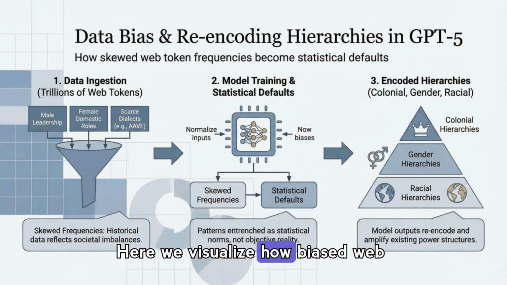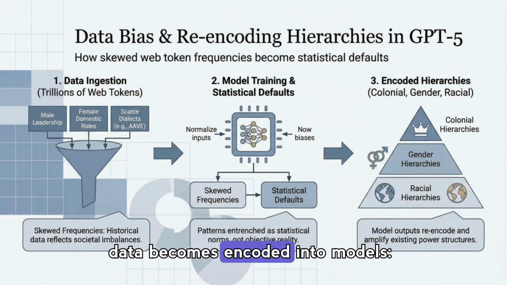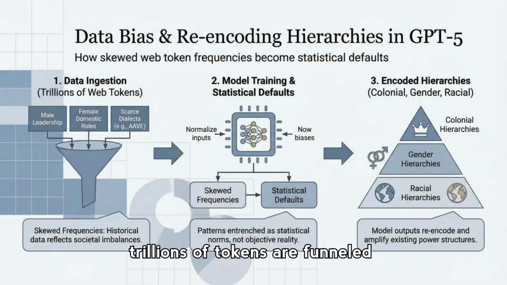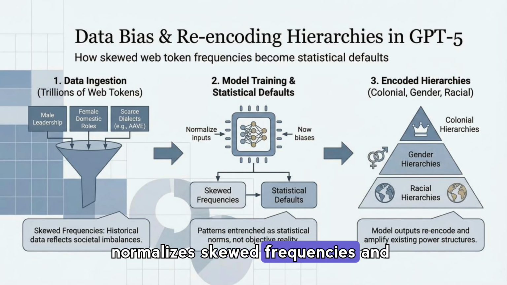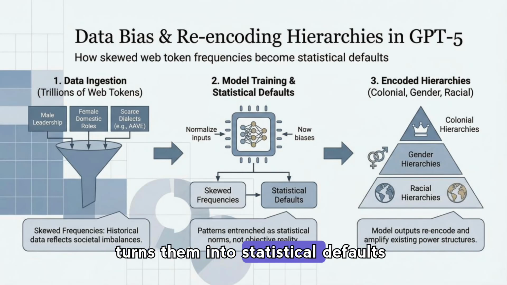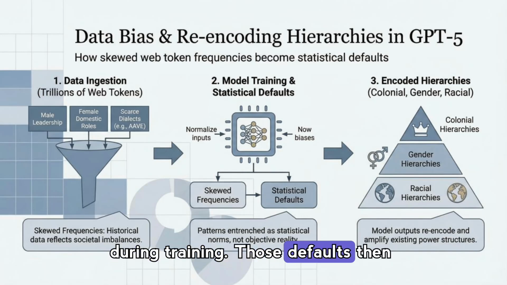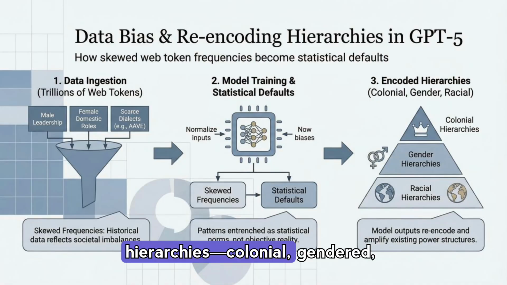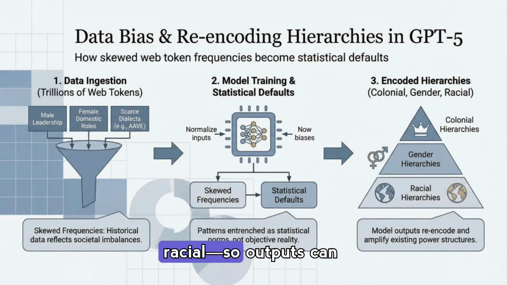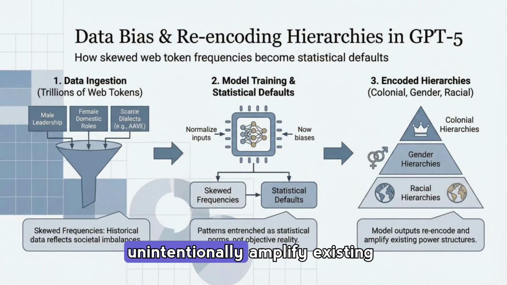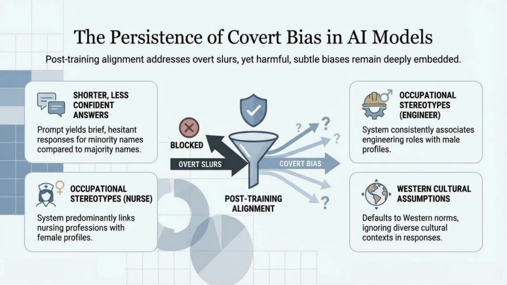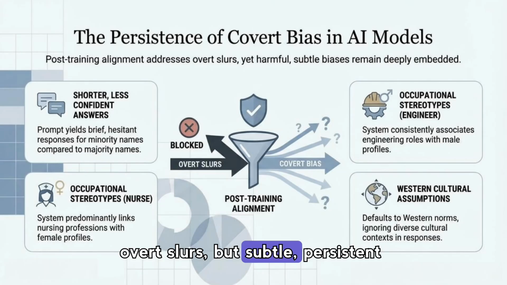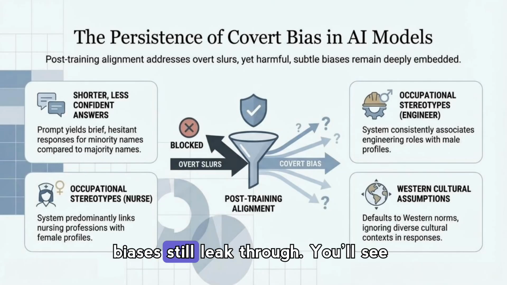Here we visualize how biased web data becomes encoded into models. Trillions of tokens are funneled through pre-processing, which normalizes skewed frequencies and turns them into statistical defaults during training. Those defaults then re-encode social hierarchies, colonial, gendered, racial, so outputs can unintentionally amplify existing power structures instead of reflecting objective reality. Post-training alignment can block overt slurs, but subtle, persistent biases still leak through.